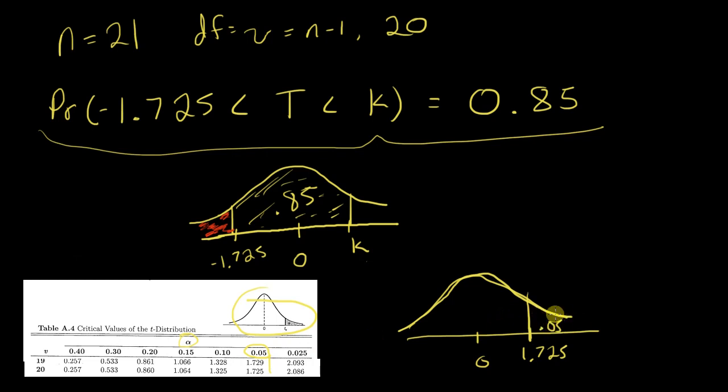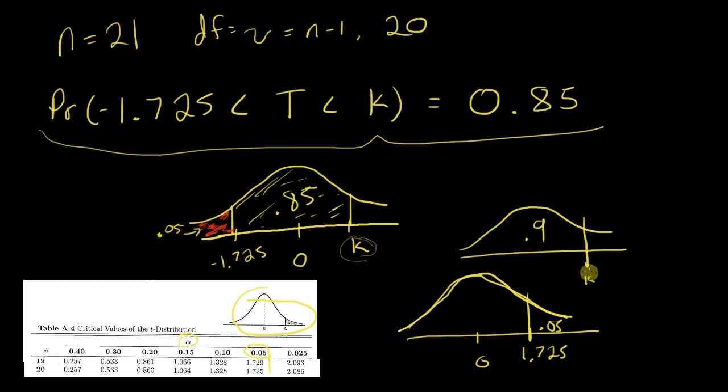Okay, so since the t distribution is symmetric, this area here is also 0.05. All right, great. So what I know now is that the area behind this k is 0.9, right? I got 0.05 here in this red and 0.85, so I got 0.9. So here's this k, and I got 0.9 behind it, because I got 0.85 plus 0.05.